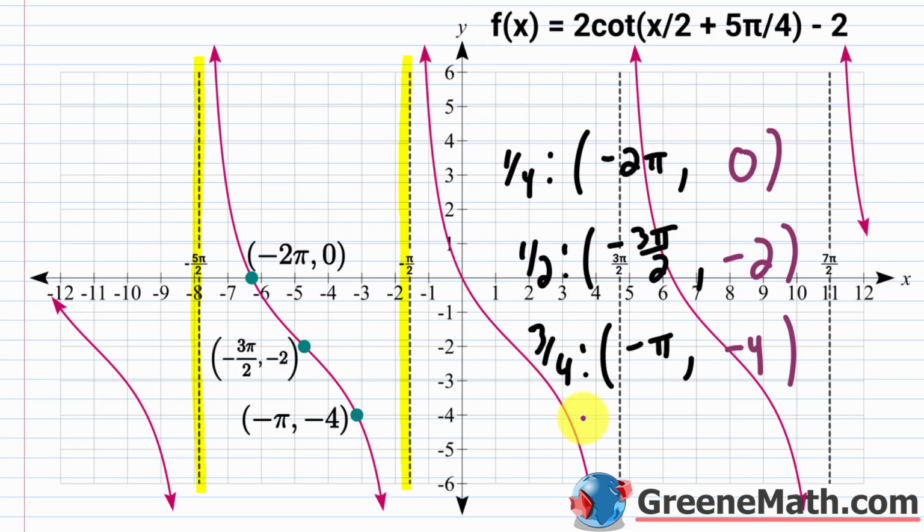All right, let me paste this in. For the first quarter point, you have negative 2 pi comma 0. So that's this guy right here. For the halfway, you have negative 3 pi over 2 comma negative 2. So this guy right here. And then for the 3/4 of the way, you have negative pi comma negative 4. So this guy right here.